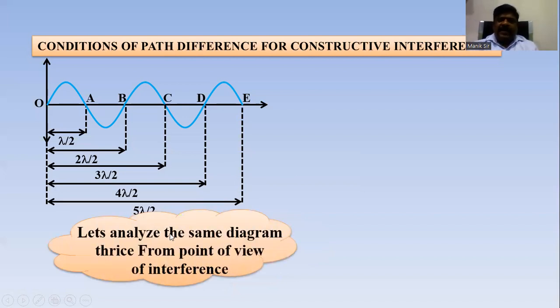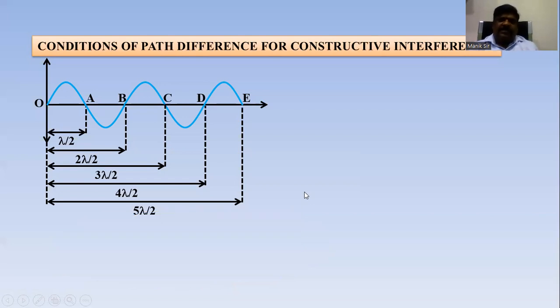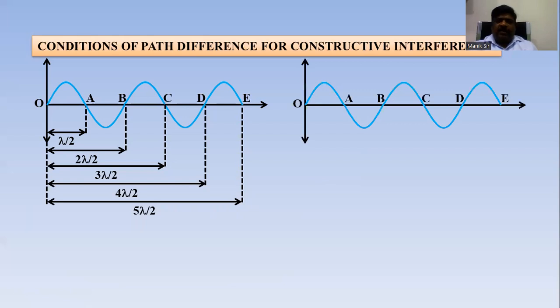Now let us analyze the same diagram thrice from the point of view of interference. आता आपण हाच डायग्राम 3 वेळा बघणार आहे. कशासाठी? इंटरफेरन्स स्टडी करण्यासाठी. इंटरफेरन्स म्हणजे काय? When two or more waves reach simultaneously at a particular point, right? So crest upon crest or crest cross with the trough. So let us see what situation happens, whether there is destructive interference or constructive interference, whether there is a bright point or a dark point. We have to think about that.